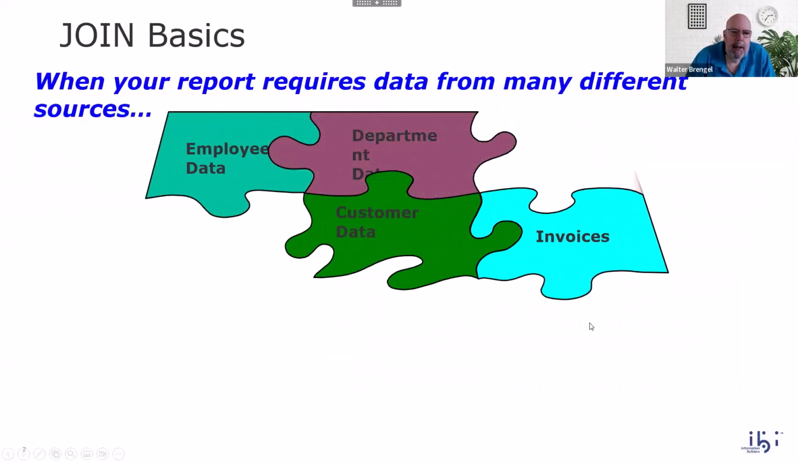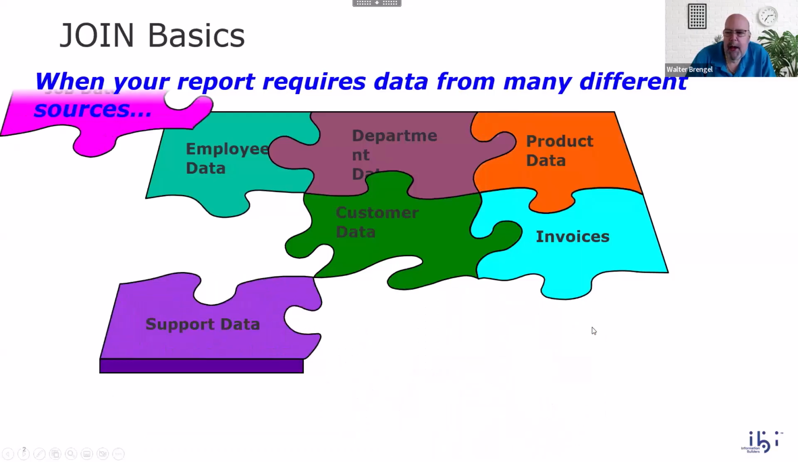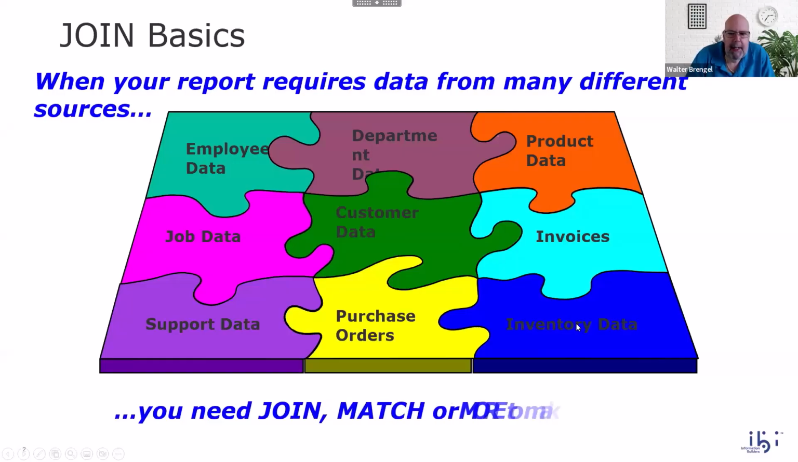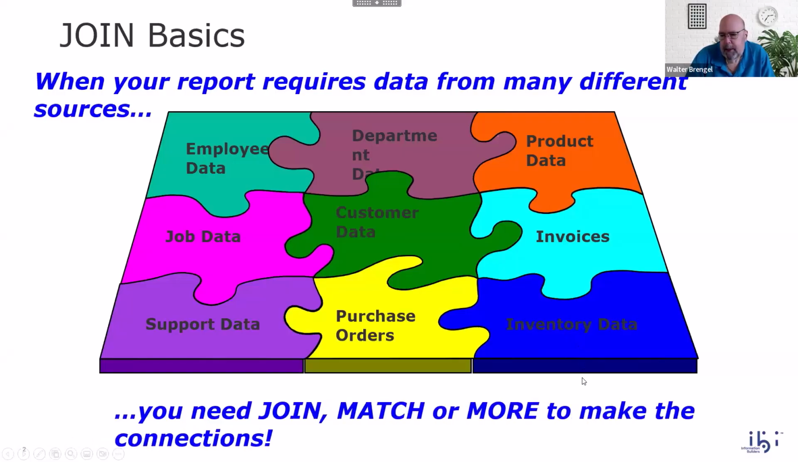So joins are used when you have multiple files that you have data in and you want to incorporate all the data in one report. The different types of combining data are join, match, and more. And today we're going to talk about join.